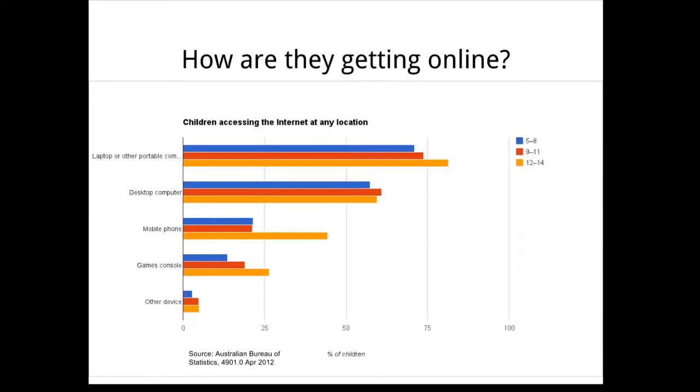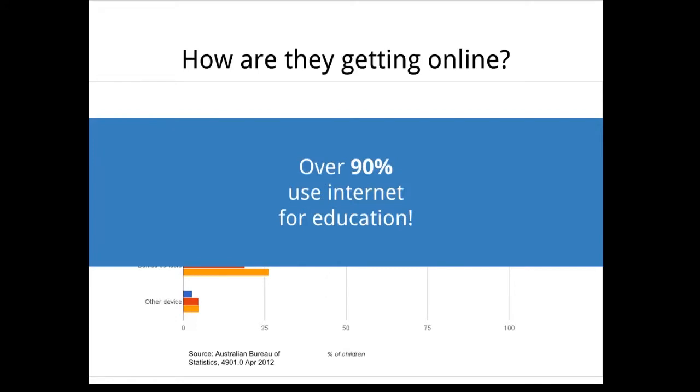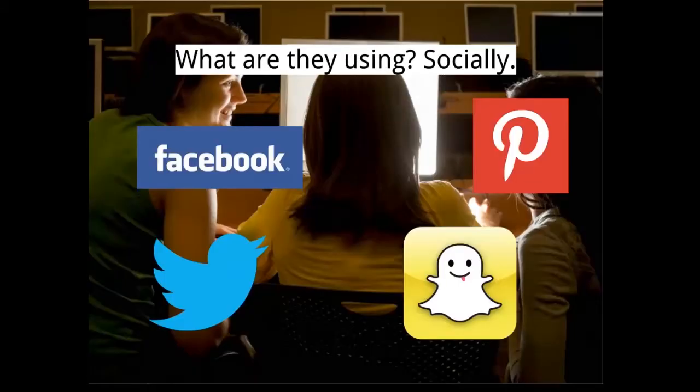One of the things that I found really interesting in these statistics was that over 90% of students in this survey said that they used the internet for education. I thought that was a great statistic, that we are effectively already using the internet in the education market, and over 90% of students are using the internet for that purpose in their online time. So I guess, what are they actually doing online and what are they using?